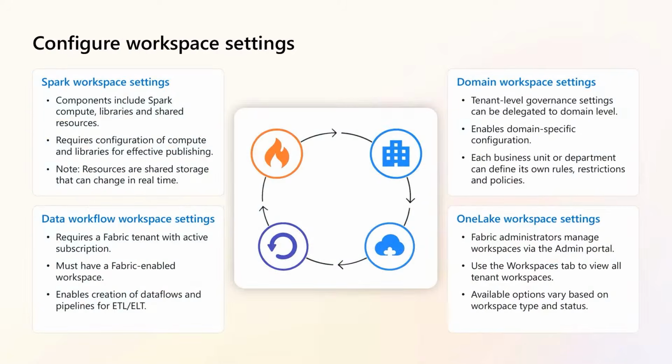Workspace settings in Microsoft Fabric help teams organize, secure, and optimize their data workflows. Each workspace type, Spark, Data, Domain, and OneLake, has unique configuration requirements that support different functionalities within the Fabric environment. Fabric administrators manage workspaces from the admin portal, and available options vary based on workspace type and status. Use the tab in the admin portal to view all the tenant workspaces.